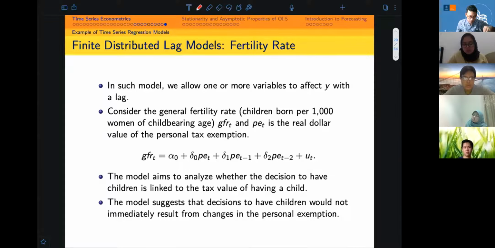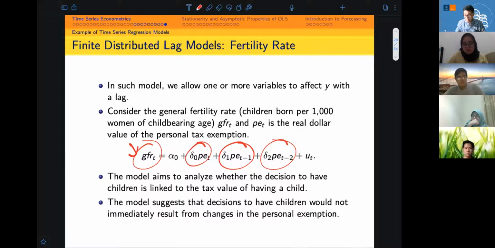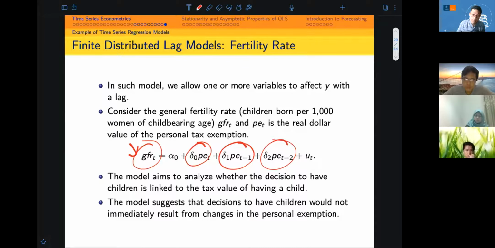So in this particular case, not only do we want to model something that is static, we also want to model it with a distributed lag. Okay, so at least we want to say that the personal exemption policy that is implemented at T-1 is going to affect the fertility rate today, or the personal exemption tax that was implemented 2 years ago has an effect on the general fertility rate today. But we don't want to close off any possibility that the personal exemption tax that is applied today, or perhaps at the start of the year, could also affect the general fertility rate, which is recorded at the end of the year. Okay, so basically, this model analyzes whether the decision to have children is linked to the tax value of having a child. And the model suggests that decisions to have children will not immediately result from changes in the personal exemption tax. So it's actually going to take some time.